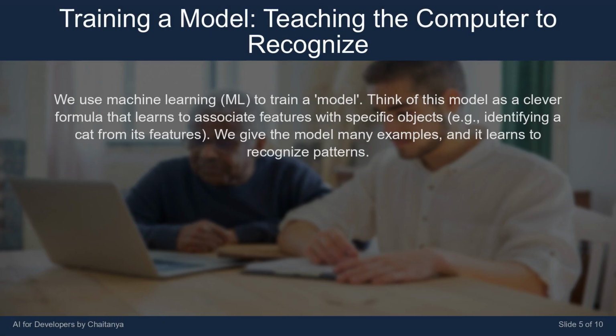We use machine learning, ML, to train a model. Think of this model as a clever formula that learns to associate features with specific objects, e.g., identifying a cat from its features. We give the model many examples, and it learns to recognize patterns.